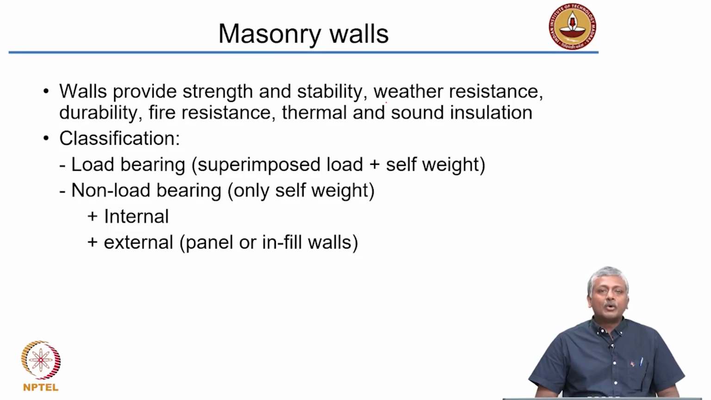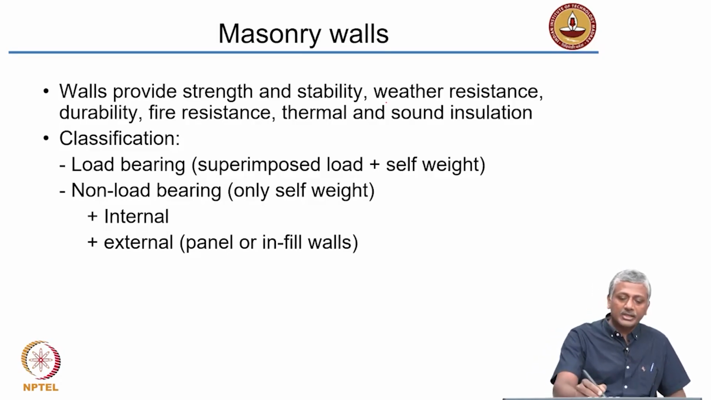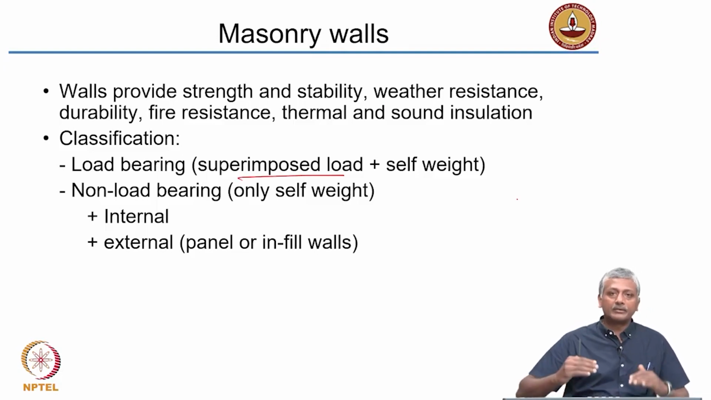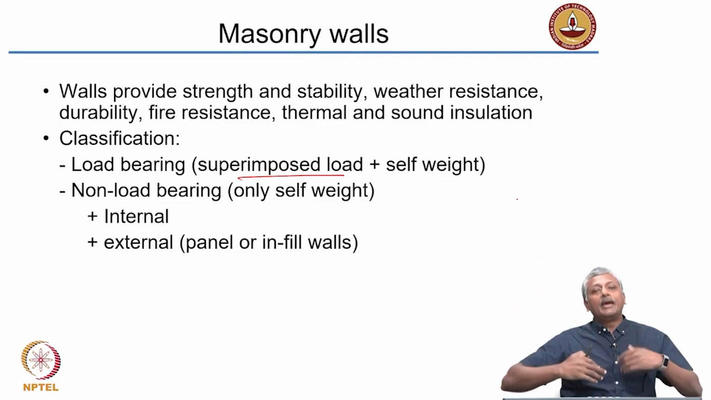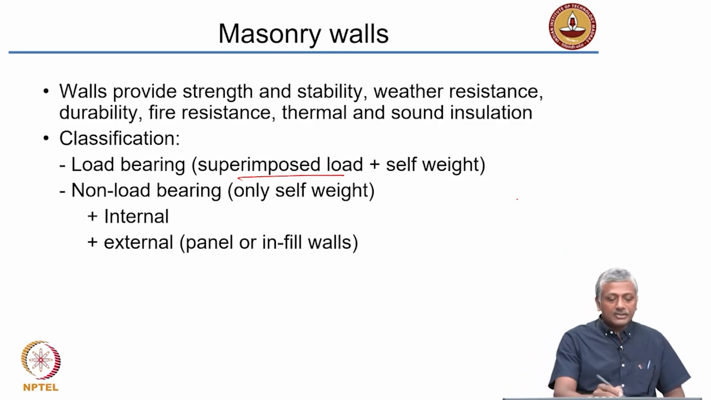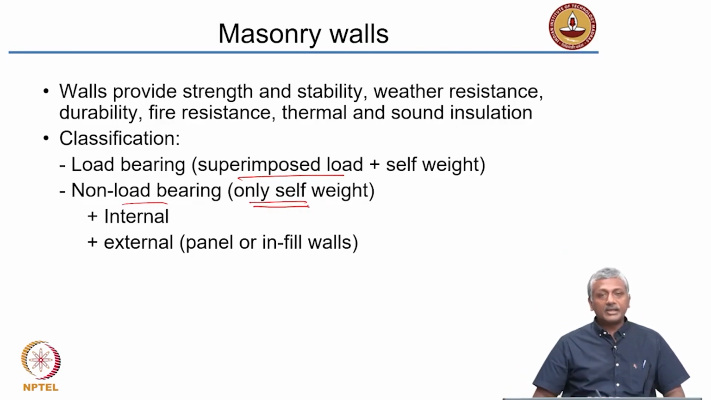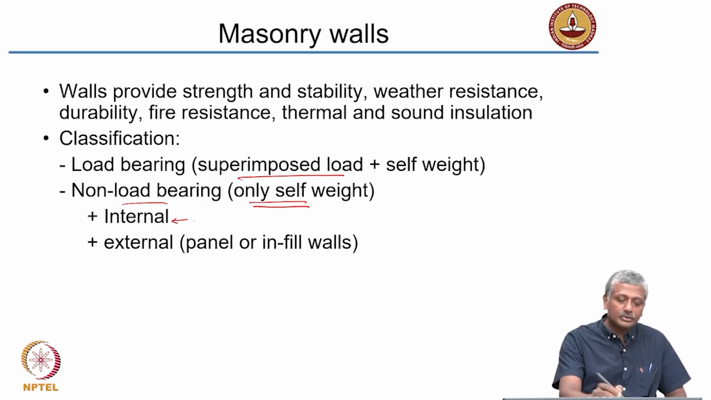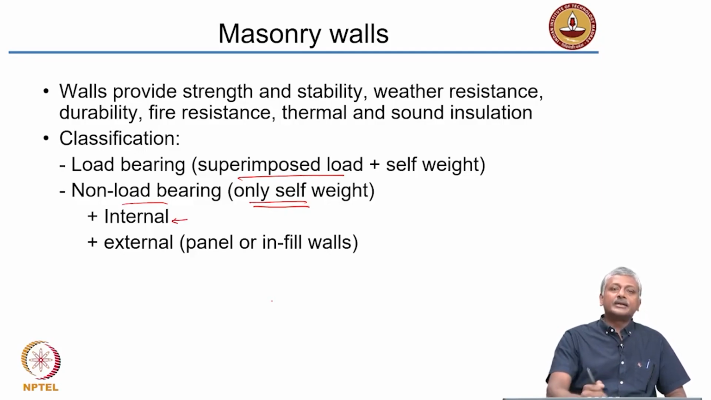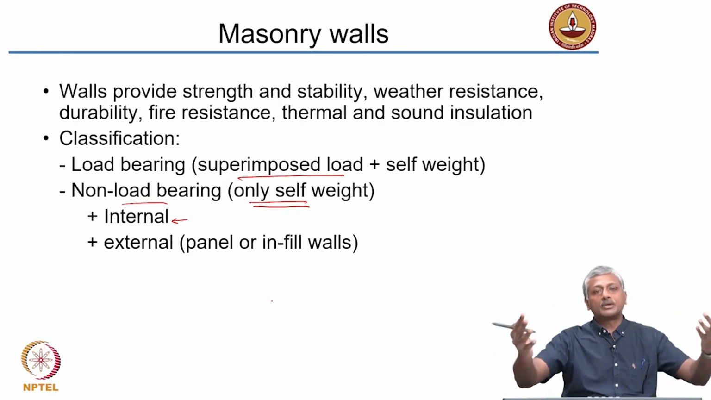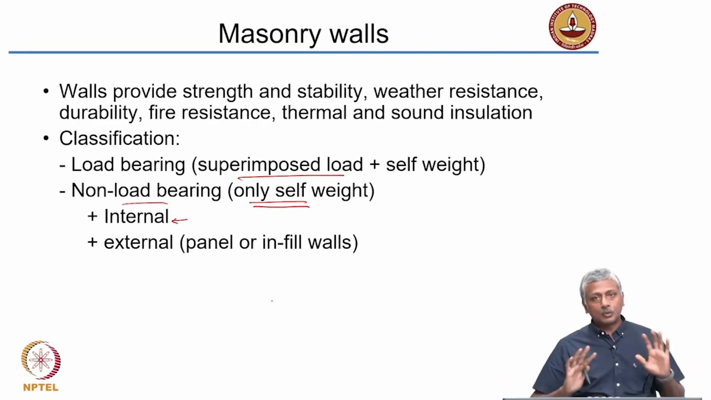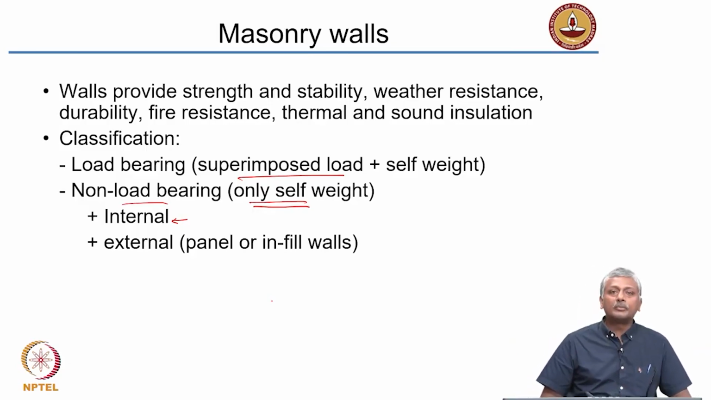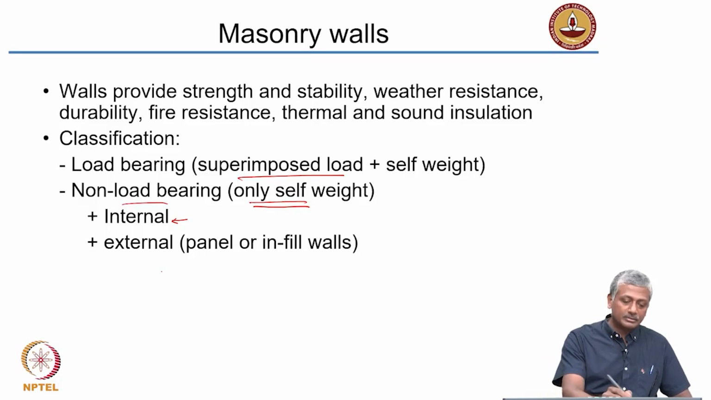Now, based upon the amount of load they carry and where they are placed, they can be called load bearing walls, which are actually getting the superimposed load from the top. The wall is bearing the load that is coming from the top and its own self weight. In the case of non-load bearing walls, they have to bear only the self weight. In most cases, these non-load bearing walls are used as internal walls, okay. That means they are in between the outer walls of the building, which basically make the more load bearing components. The inner walls are not really doing that much of a load bearing thing.